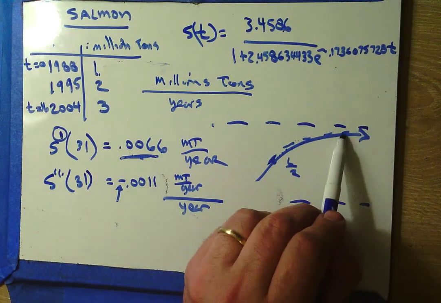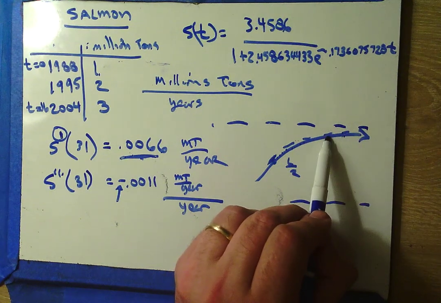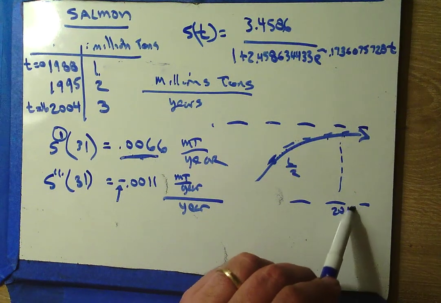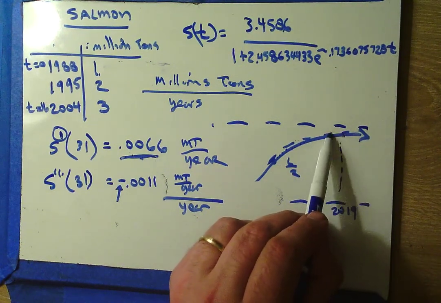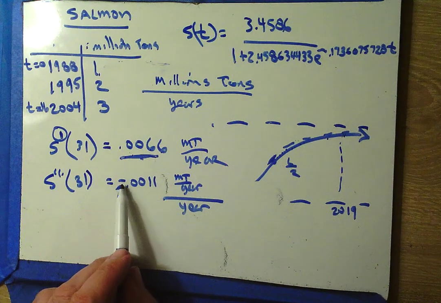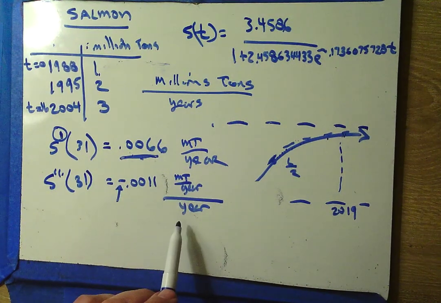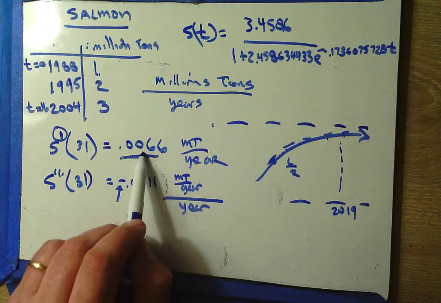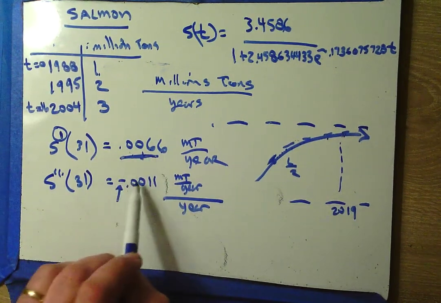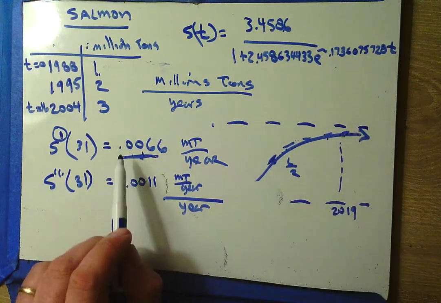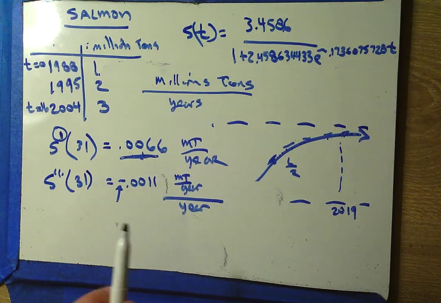So remember how this slope wasn't as steep as this one? Well, at time equal to 2019, that change from one to the next was negative 0.0011 millions of tons per year per year. So this number is going to keep getting smaller by this amount each year at this moment. But as we go further, this number will change, and therefore this number will also change. Okay, so that's the first question.